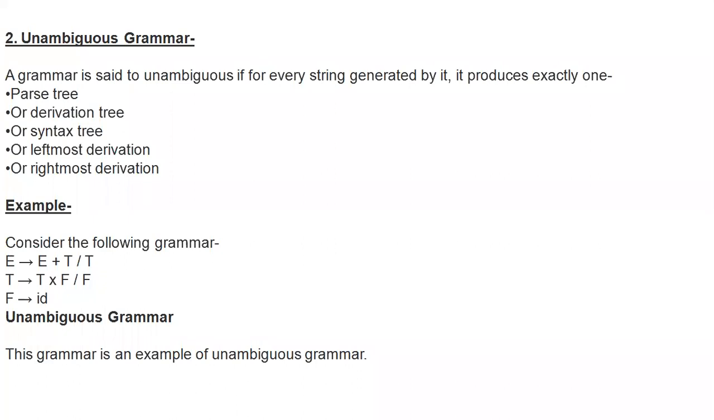See here, we're having an unambiguous grammar. A grammar is said to be unambiguous if for every string generated by it, it produces exactly one parse tree, or one derivation tree, or one syntax tree, or one leftmost derivation, or one rightmost derivation. These are the reasons we took, and we already proved that it is ambiguous, taking an example like E tends to E plus E, or E star E, or id. Right? See how to convert this.